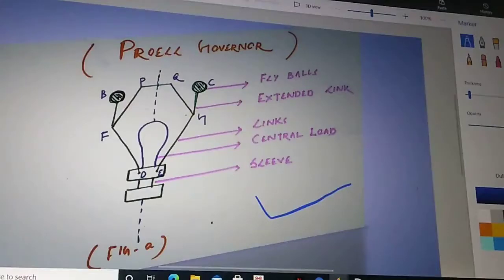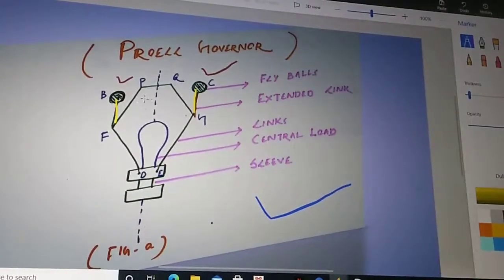This is the Proell governor, and the striking feature of this governor is that it has an extended link. As you are able to see, this is the extended link here, and it is denoted by the names BF and CG. These are the extended links present in the governor. So from all the other types of governor, why is it different? Because of this extended link.